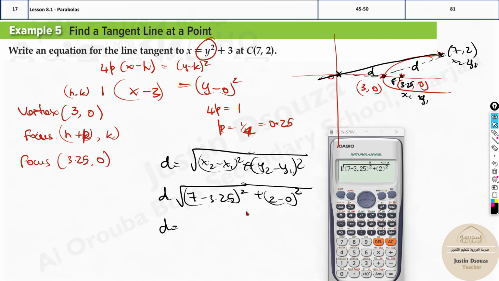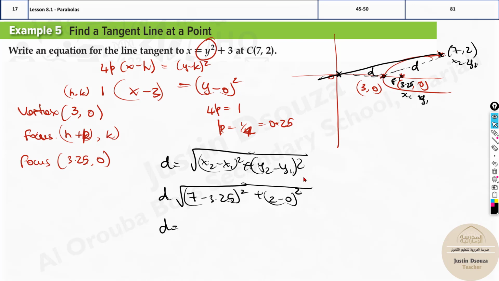I've typed this out in the calculator. Please use brackets properly. 7 minus 3.25 squared plus 2 squared, and 2 minus 0 will be 2, so 2 squared. The answer is 4.25. Now that's the distance over here, these two distances, right? 4.25 units. Now here we know this is the focus, right? So if we go back along the x coordinate, we just subtract 4.25 from 3.25, and you're going to reach a point. That will be the other point of the tangent line.